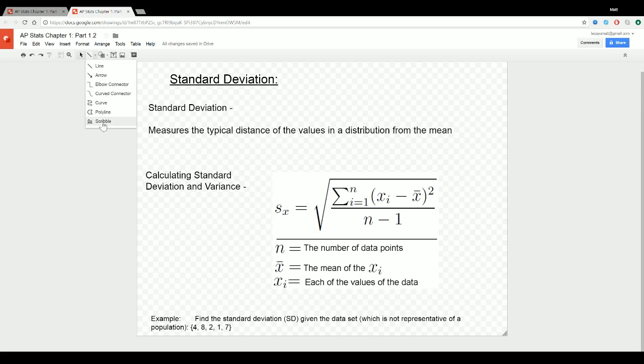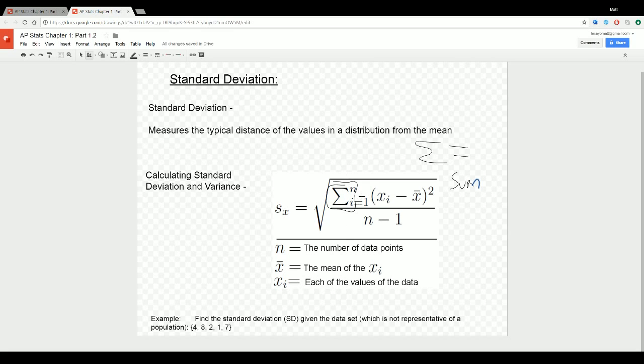So first, let's begin. This S of x, which is standard deviation, is equal to the square root of this symbol, which is summation, which is just adding all the values depending on these inputs. In this case, we have our variables defined. N is equal to the number of data points. X with the line over it is equal to the mean of the data, and xi is equal to each of the values of data.